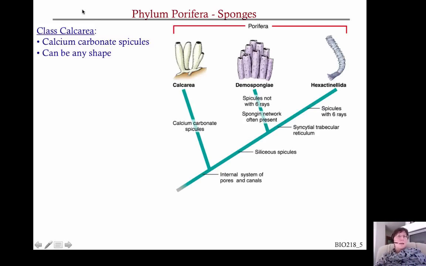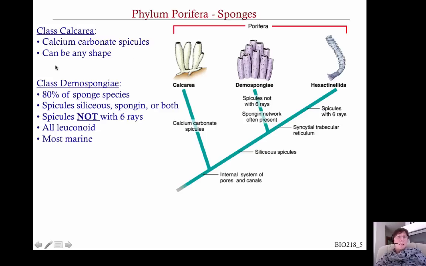So the class Calcarea is characterized as having calcium carbonate spicules. So it's very scratchy feeling if you were to touch it. It can be any shape. It can be asconoid, syconoid, or leuconoid. It can be any of the three. So just because you're seeing what looks like a simple sort of asconoid shape here doesn't mean that that necessarily is true for all the members of the Calcarea.